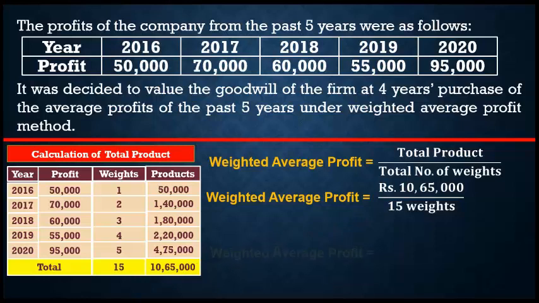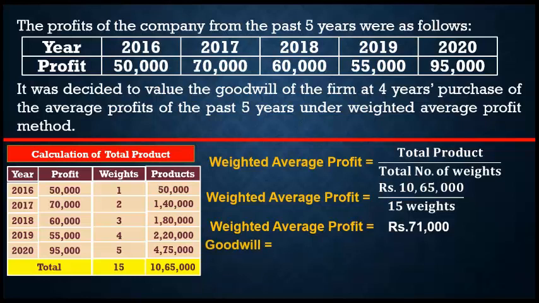Okay. Now weighted average profit is equal to 10,65,000 divided by 15 weights. What is the answer? 71,000 rupees. Now goodwill is equal to, what is the formula? Weighted average profit into number of years purchase.